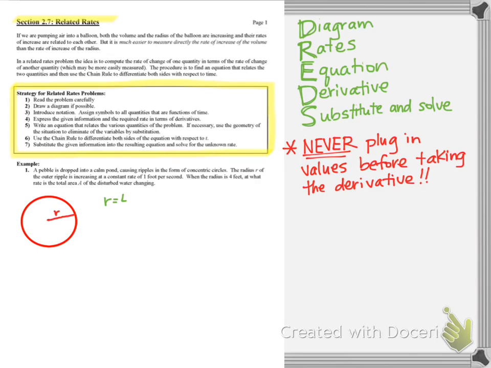Oh, sorry, it's going a little too fast. The substituting happens after you take the derivative. So let's take a look at example 1.